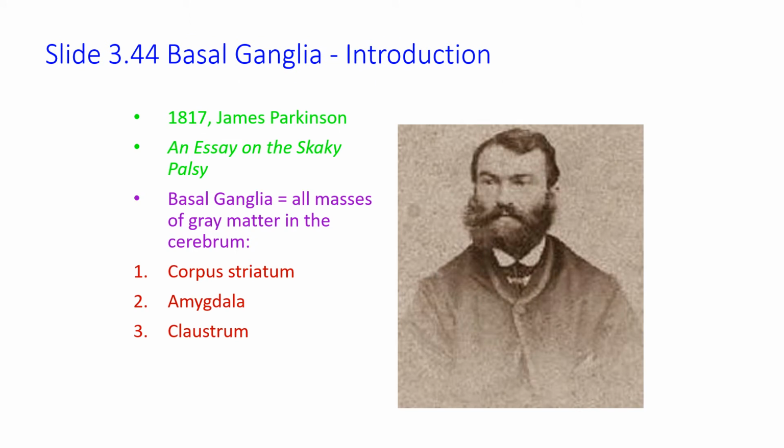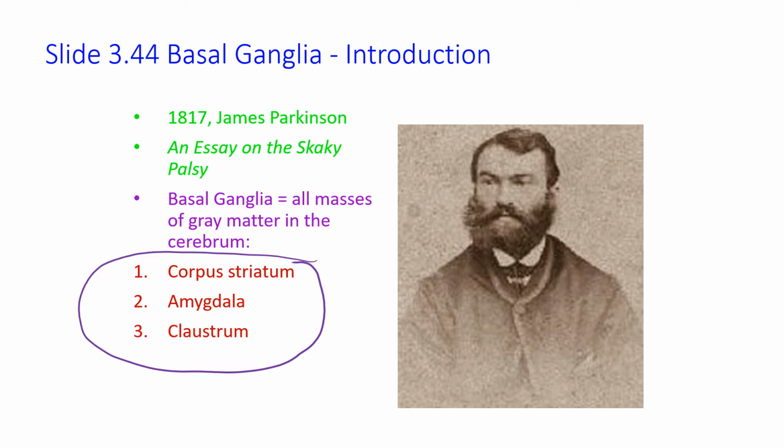The basal ganglia was first described by a man by the name of James Parkinson. And in 1817, he published what he called an essay on the shaky palsy. We now know the shaky palsy as Parkinson's disease. And we're going to see that the basal ganglia are areas that are found in the cerebrum. And Parkinson said that there were three areas that made up the basal ganglia: the corpus striatum, the amygdala, and the claustrum.